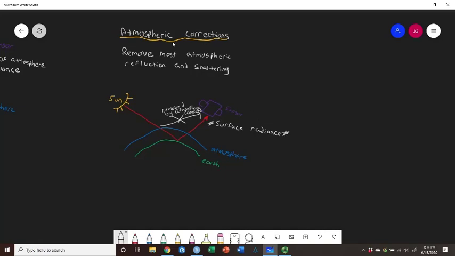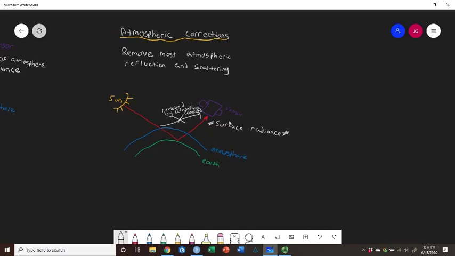Because atmospheric corrections dealt with the portion that was being scattered, or most of the portion that was being scattered, and most of the portion that was being reflected from the atmosphere. So once we remove those, we have just the part that's bouncing off the surface, and we call that surface radiance. So now you might be asking yourself, well, can we do any better? Right? We've dealt with this atmospheric part. Can we do any better? Or can we do anything else?